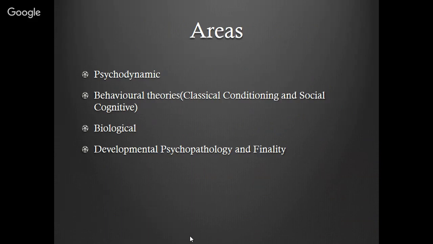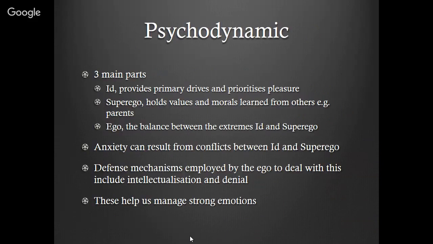Okay, so this is where we get into some of the more interesting stuff. It's going to be a bit more about what the different kinds of pathologies are and how they might develop. So the psychodynamic one is the id, superego, and ego. The id is kind of the pleasure principle. It's like do stuff that makes you feel good. Superego is meant to basically be a good kid. And then ego is meant to balance the two. So conflicts between these areas can lead to anxiety, and stuff like denial or turning it into an intellectual thing. You're basically just using defense mechanisms.